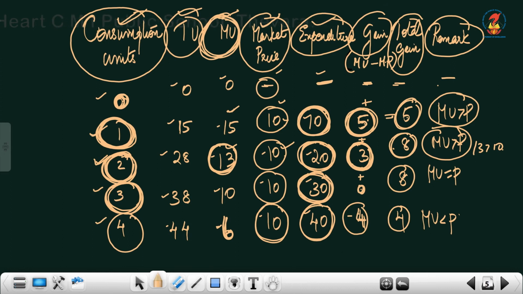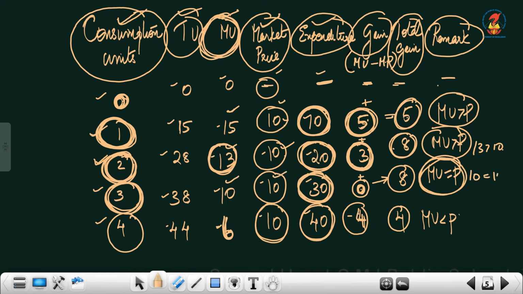Now here you can find the gain is 0. That means his hunger is suppressed. His hunger is suppressed and his total gain is 5 plus 3, 8. 8 plus 0 is equal to 8. Here you can find marginal utility is equal to price, because here marginal utility is 10, market price is also 10.